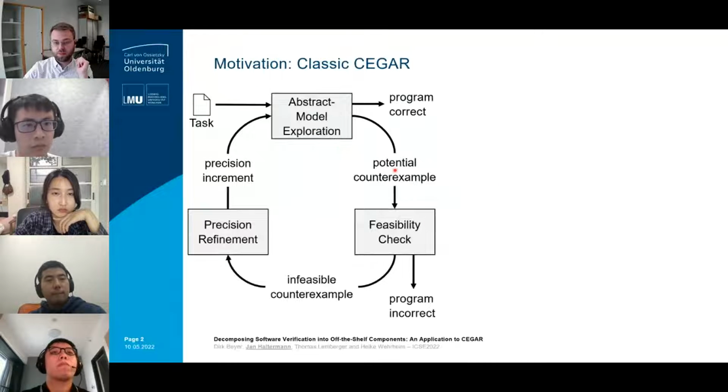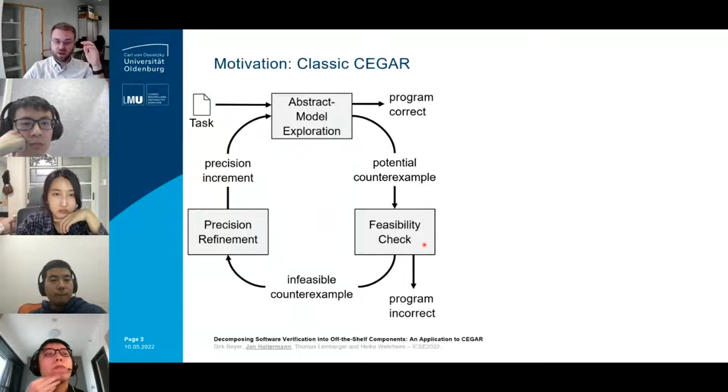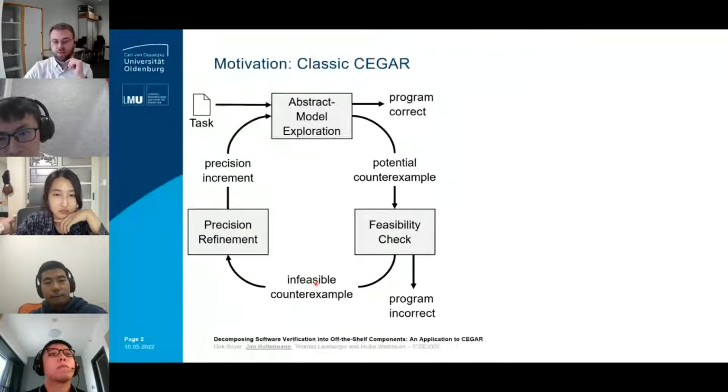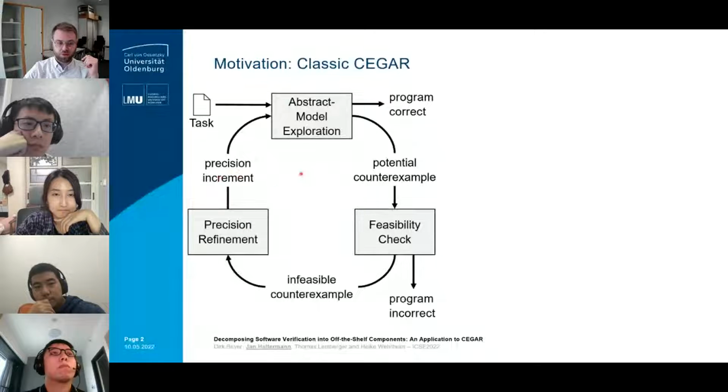And this potential counterexample is then given to the feasibility check, because as we are working on an abstraction of the program, it cannot be guaranteed that the counterexample we found is really a counterexample. So we need to check its feasibility. And if we find that the counterexample is feasible, we are done. And if we have an infeasible counterexample, then we know our abstraction was too coarse and we need to refine the abstraction, which is done in the third step, the precision refinement step, which computes a precision increment.